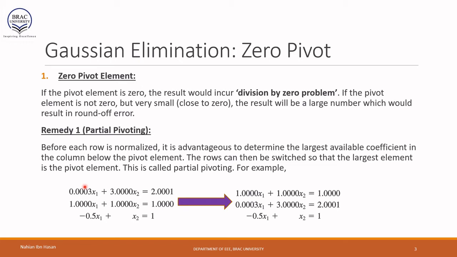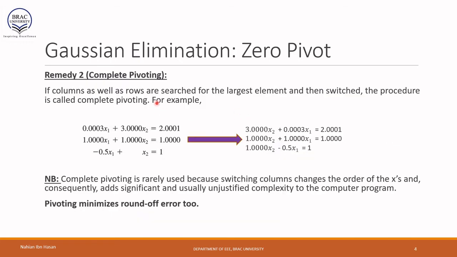Another one is complete pivoting. In that case we are not only going to search for the maximum element in the column, we are also going to search all of the rows and columns in the coefficient matrix. So in the first step, let's see what the maximum coefficient is that occurs here, which is 3. So we are going to interchange these two columns.